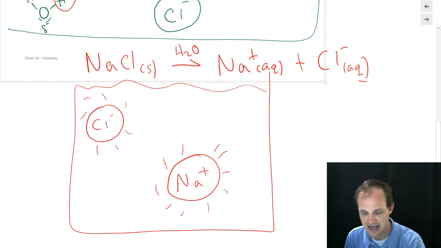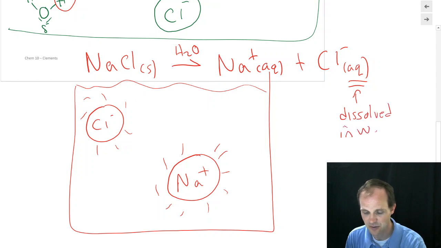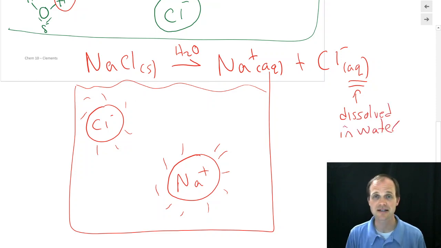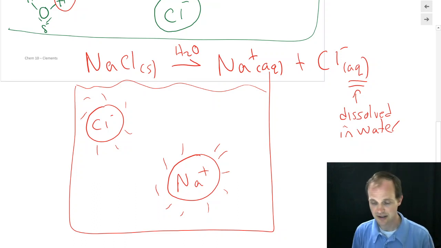Now remember, this aqueous, if you recall from our last chapter, means dissolved in water. And that's exactly what our ions are. They are ions that are dissolved in water.